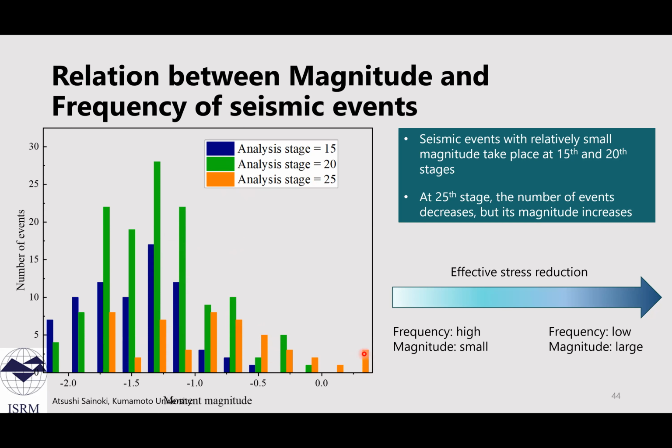Importantly, this trend implies a decrease in b-value before the 25th stage, because of the decrease in frequency and increase in seismic moment. So when a large seismic event occurs, the frequency of events decreases, but its magnitude increases.